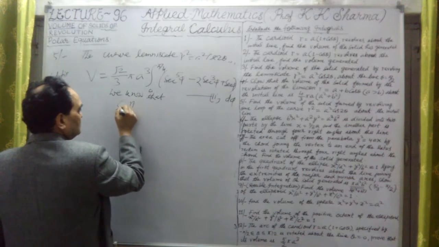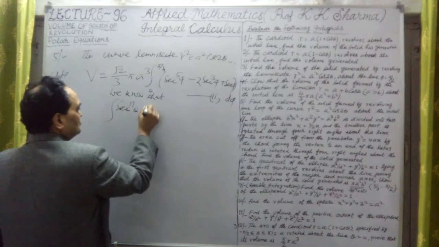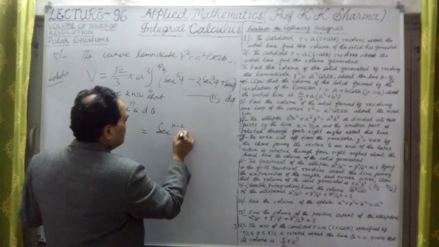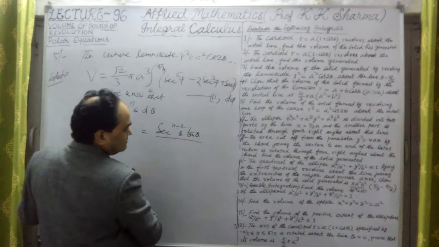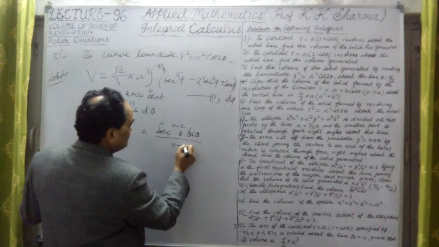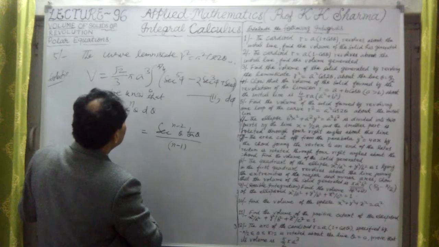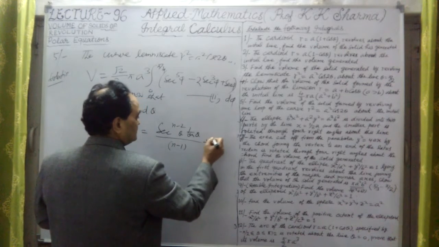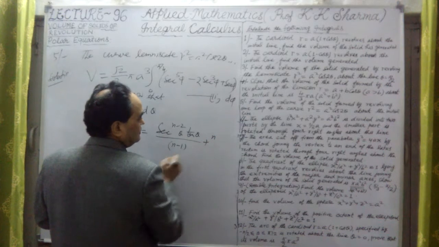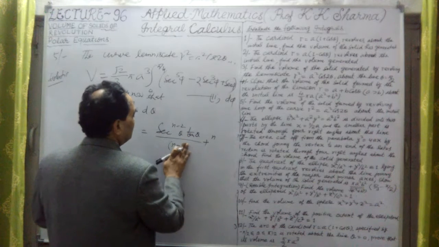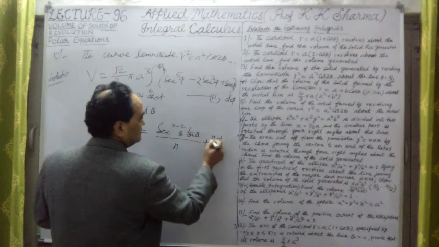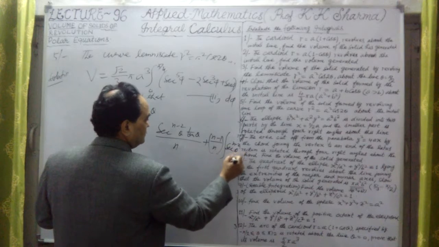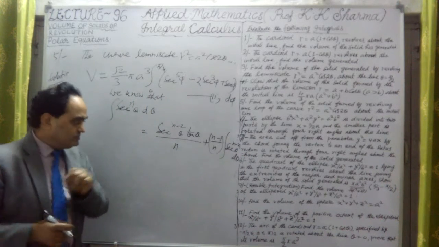We know that the integral of secⁿθ dθ is given by secⁿ⁻²θ tanθ divided by n minus 1, plus (n minus 2) upon (n minus 1) times the integral of secⁿ⁻²θ dθ. I'm sorry, this is n here. This is the formula which we will use here.